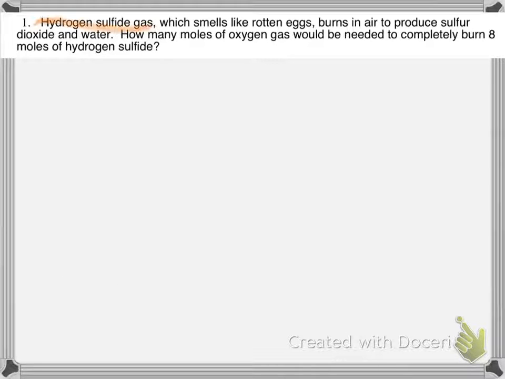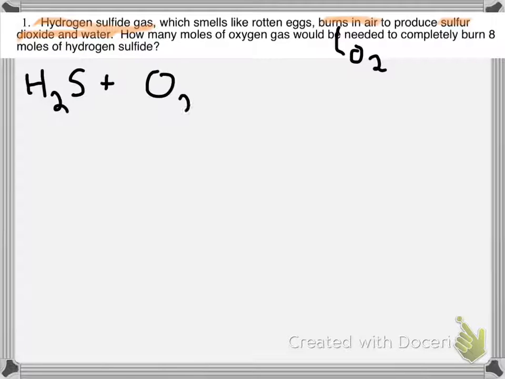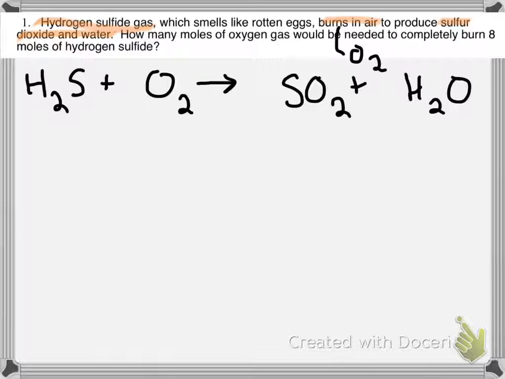So we have hydrogen sulfide gas burns in air. When something burns in air, that means it's reacting with oxygen gas to produce sulfur dioxide and water. So in this equation, we have hydrogen sulfide gas burning in air to produce sulfur dioxide and water. So take a minute, pause the video, and try and balance this equation.